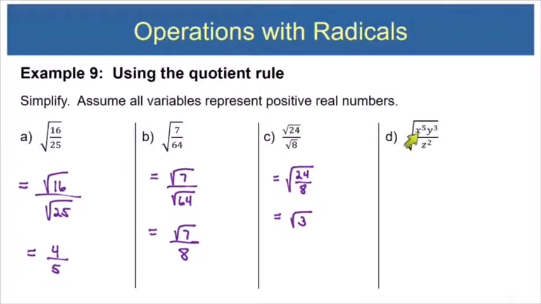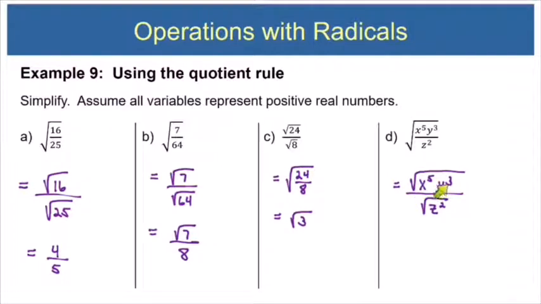Now in part D, we have square root of x to the 5th times y to the 3rd, all divided by z squared. And the first thing we're going to do is use our quotient rule to split this up so there's a radical for the top and a radical for the bottom. And then we're going to just simplify these radicals.